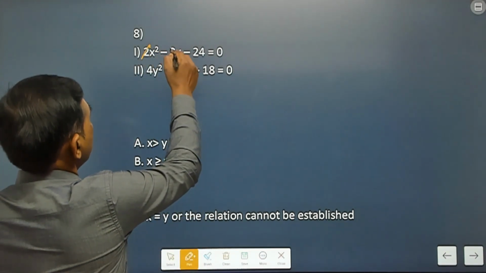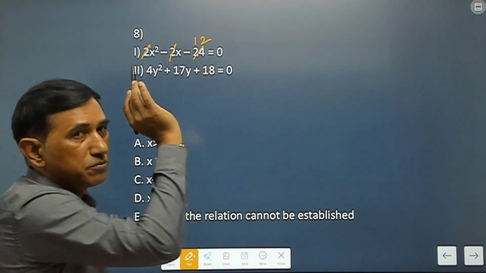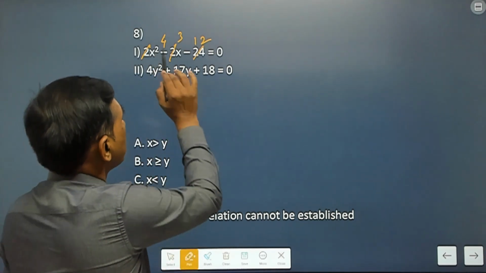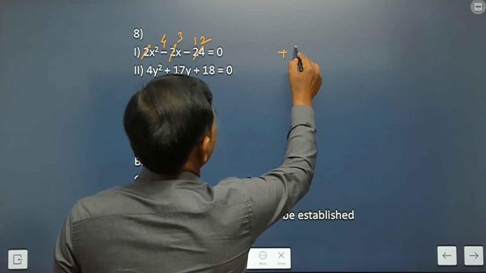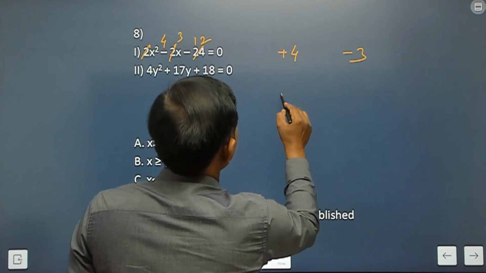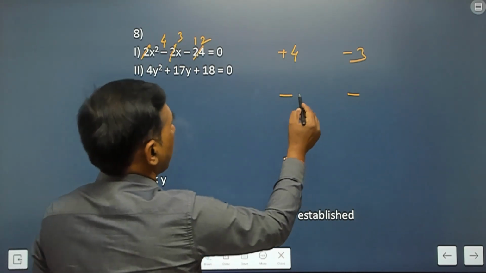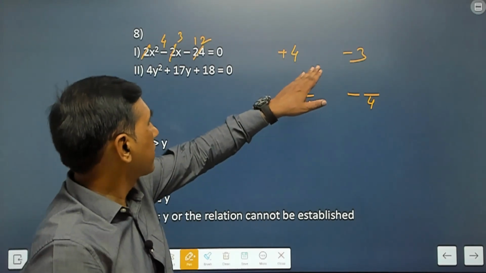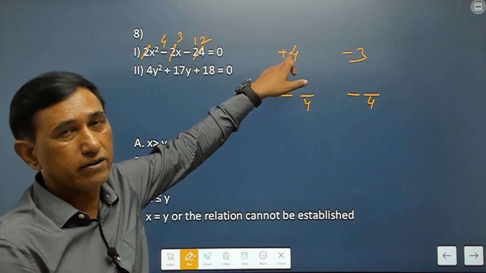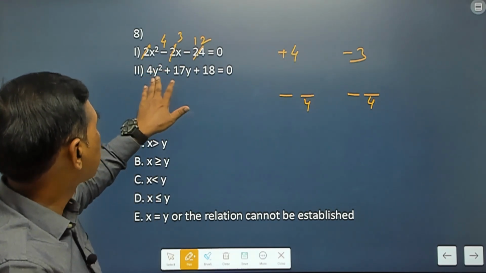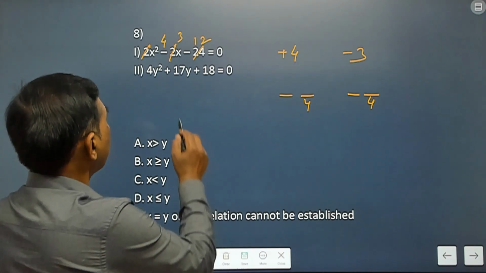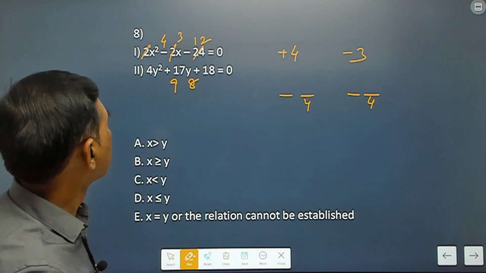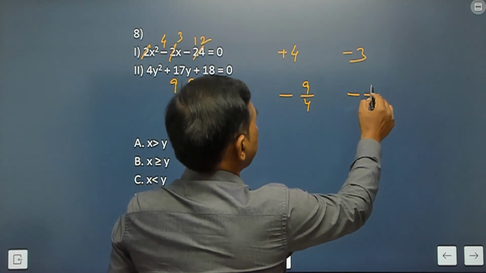Here 2, 2 and 12. Since it is minus, so it has to be 4 and 3. 4 minus 3 gives you 1. So here your roots will be plus 4 minus 3. This has to be minus minus. And this has to be divided by 4, divided by 4. So this is clear. Since it is minus, so plus sign will be the greater one. Plus 4 minus 3. This is 18, 4 nines are 72. So you get 9 and 8. 9 by 4 and 8 by 4.